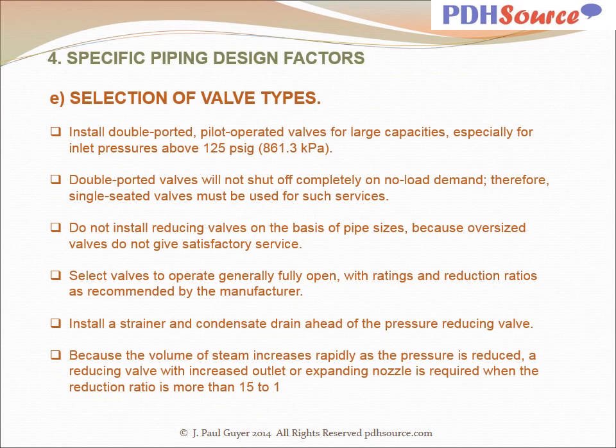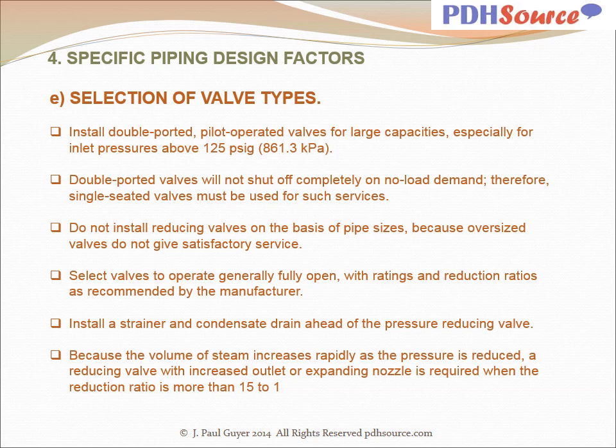With regard to selection of valve types, install double-ported pilot-operated valves for large capacities, especially for inlet pressures above 125 psig. Double-ported valves will not shut off completely on no load demand, therefore single-seated valves must be used for such services. Do not install reducing valves on the basis of pipe sizes because oversized valves do not give satisfactory service. Select valves to operate generally fully open with ratings and reduction ratios as recommended by the manufacturer.